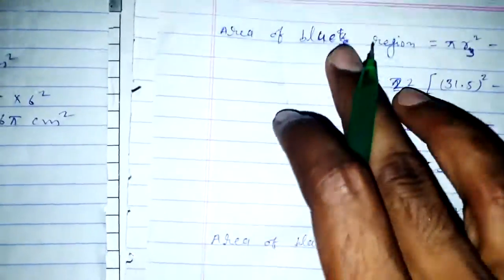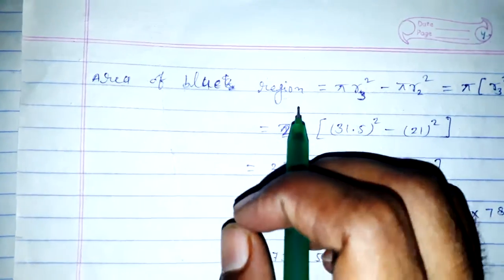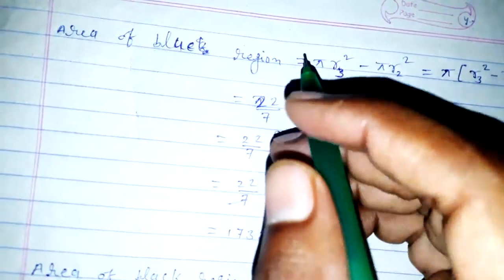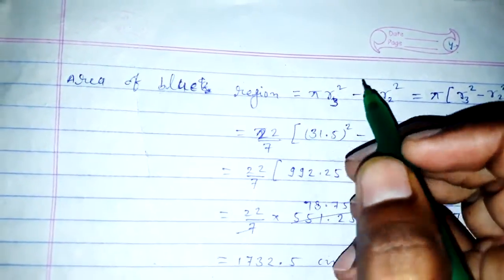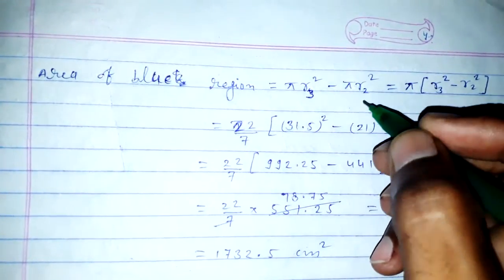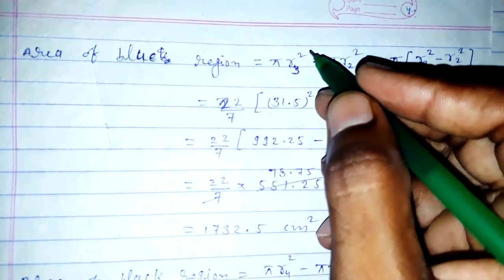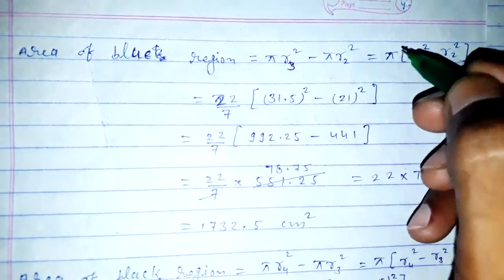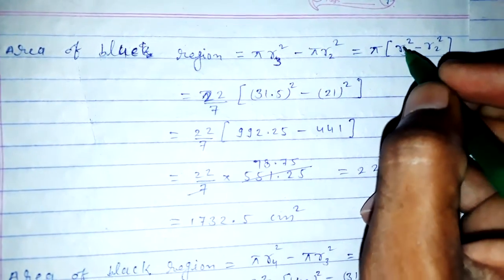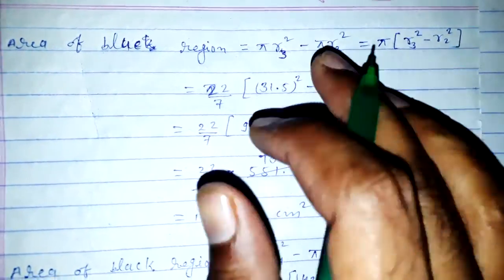Subtracting, this is 330.75, divided by 7 is 47.25, multiplied by 22, so the area is 1039.5 centimeter square. Again, the area of the blue region: the area of the third circle minus the area of the second circle, so pi r3 square minus pi r2 square. Here pi is common, so r3 square minus r2 square.